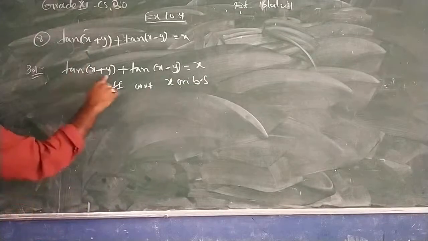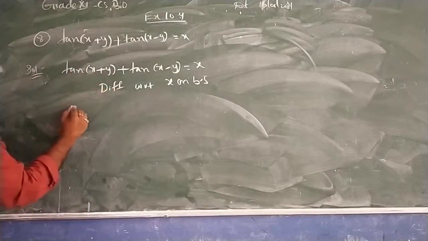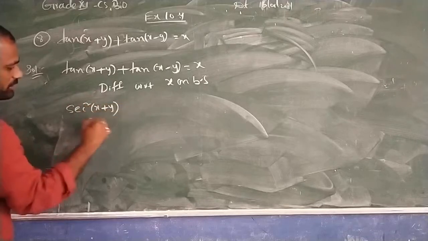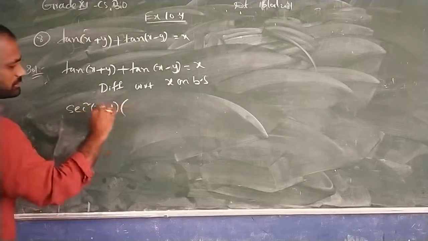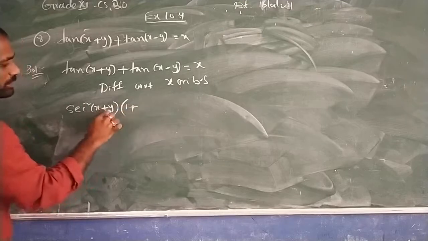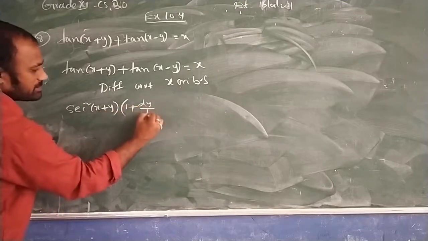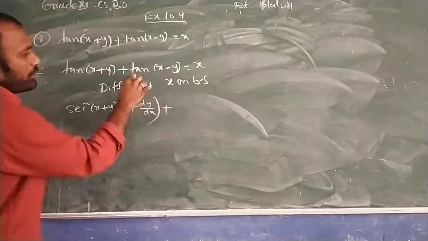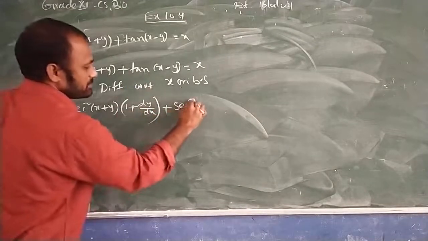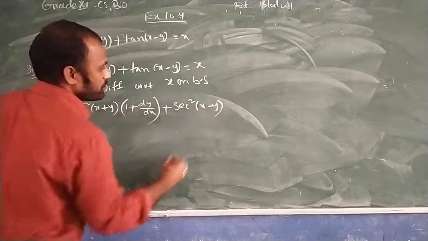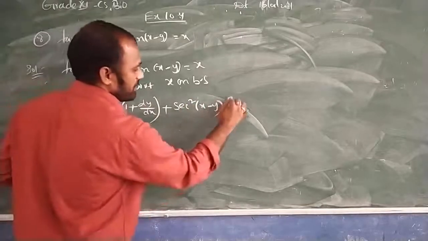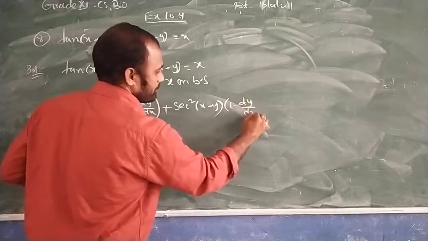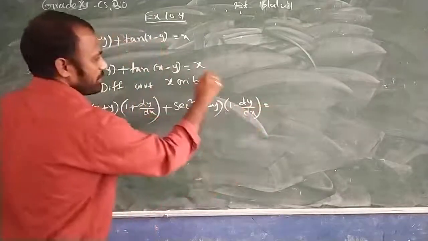If I differentiate tan x, the derivative is secant square x. So secant square of (x plus y), times the derivative of (x plus y): the derivative of x is 1, and the derivative of y is dy by dx, plus the derivative of tan x, secant square x. Secant square of (x minus y), and the derivative of (x minus y) is: the derivative of x is 1, minus dy by dx, equals the derivative of 8, which is 0.